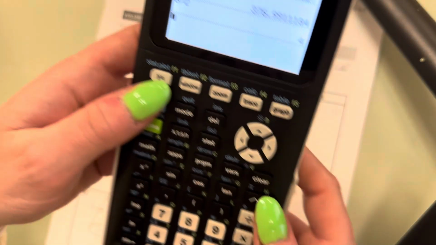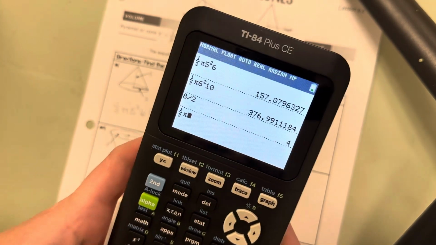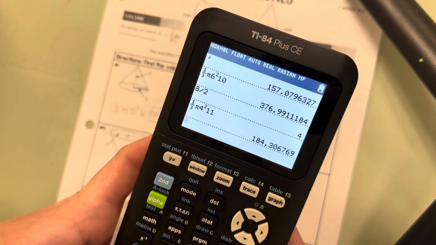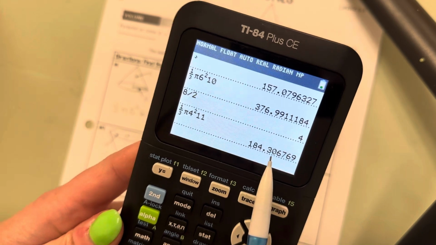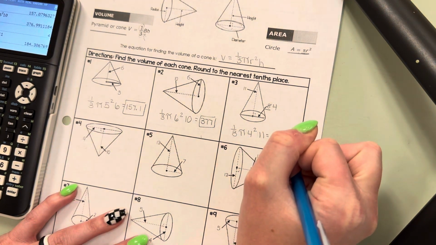So I'm going to type it in, 1/3 pi 4 squared 11. When I round, the 0 does nothing to the 3, so 184.3.